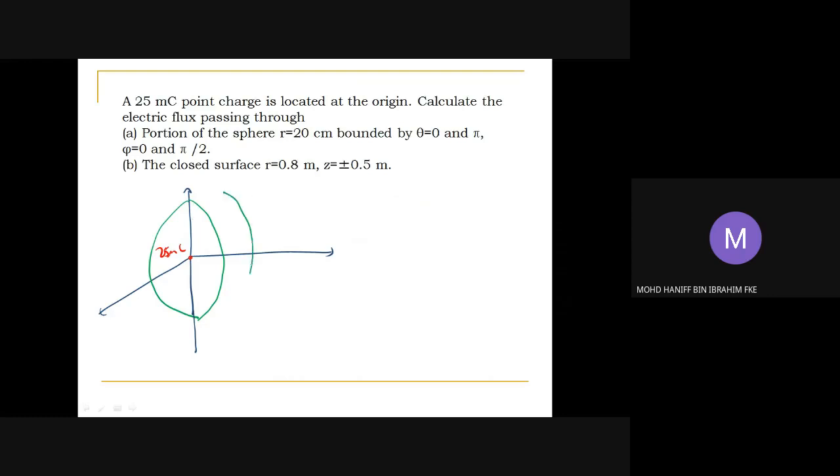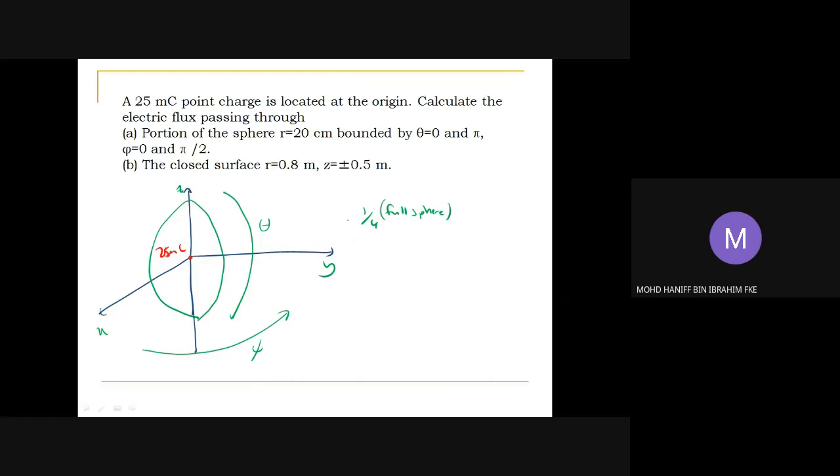That should be the theta range, which is from 0 to pi, and phi is measured like this. This is x, this is y, this is z, and phi is measured from the x axis. So that should be your phi direction. Theta is from 0 to pi, and phi is from 0 to pi over 2. That is why we can see that this particular portion of sphere is 1/4 of a full sphere. So that's how the structure of this portion of sphere should look like, 1/4 of the full sphere.